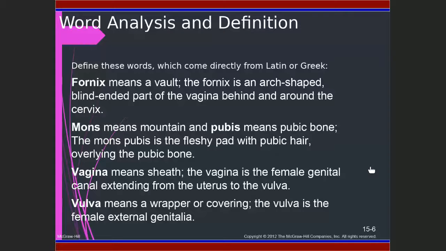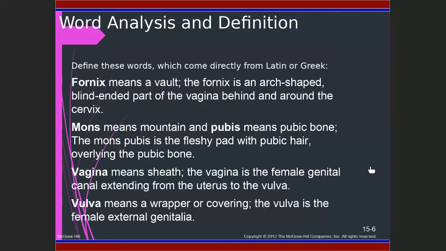Now, word analysis definition, fornix. Fornix means vault, and what fornix is, it's an arch-shaped, blind-ended part of the vagina behind and around the cervix, and I'll show it to you in a bit, okay? So basically, the last part of the vagina right before the cervix.